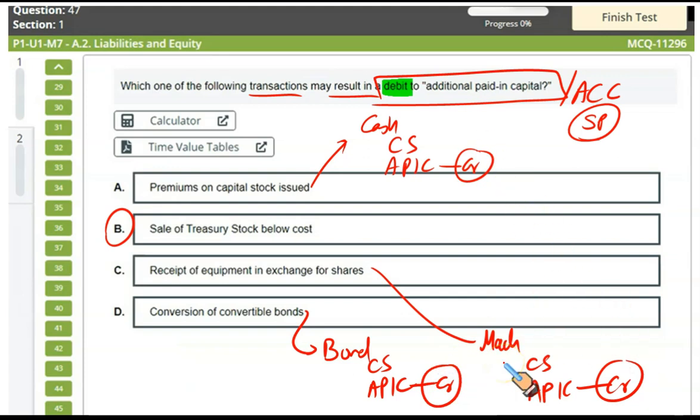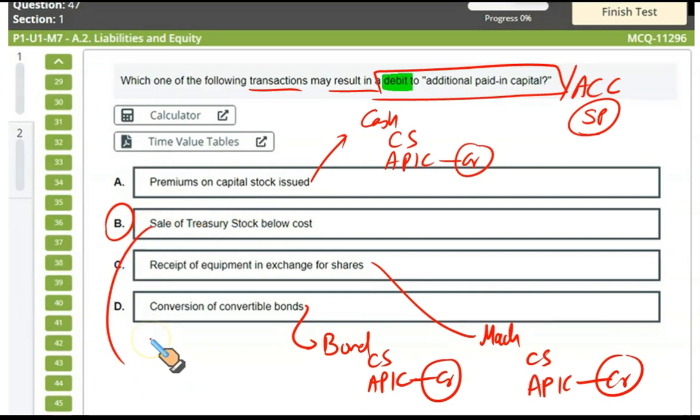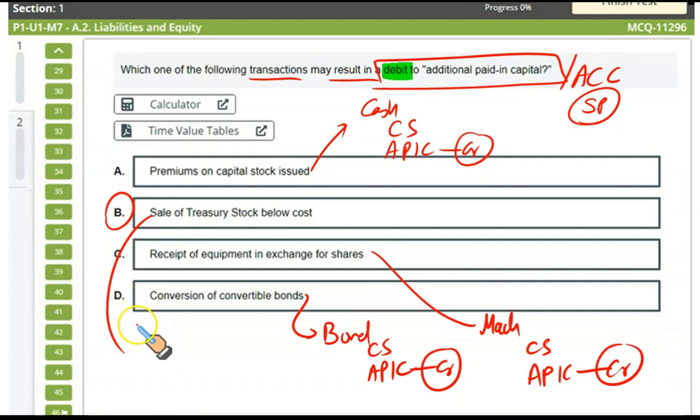What about B? Sale of treasury stock below cost. You are selling your treasury stock which you bought for maybe $12. You are selling this treasury stock for $9, less than the price you paid for it. So what are you going to do in that case?